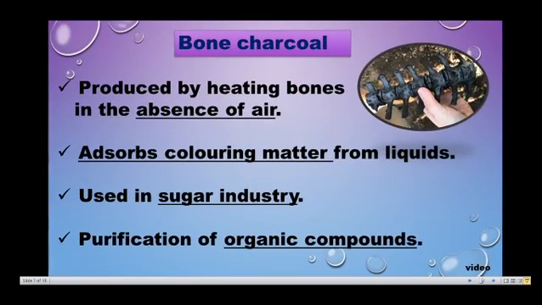Next we will discuss bone charcoal. How is bone charcoal formed? It is produced by heating bones in the absence of air. In the absence of air, if we heat the bone, we get bone charcoal. It absorbs coloring matter from liquids. Bone charcoal absorbs the color present in liquids. It has a special property of absorbing coloring matter, especially in liquids. That's why it is used in the sugar industry.